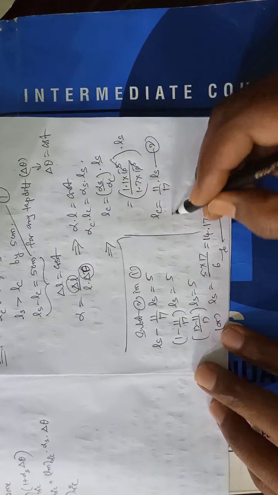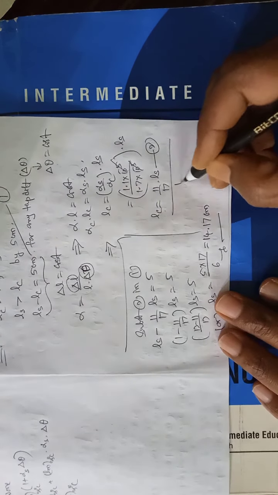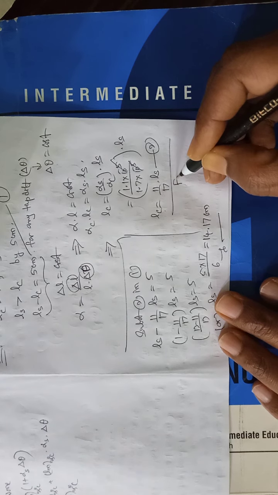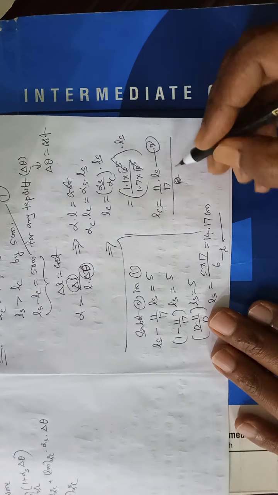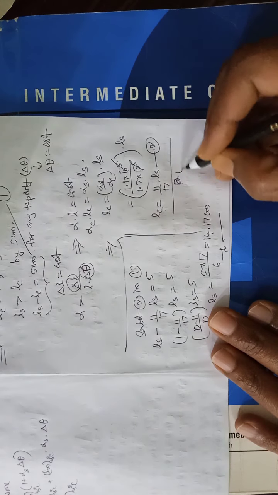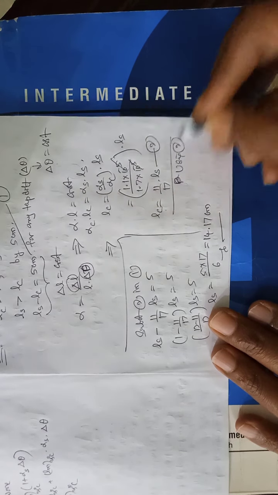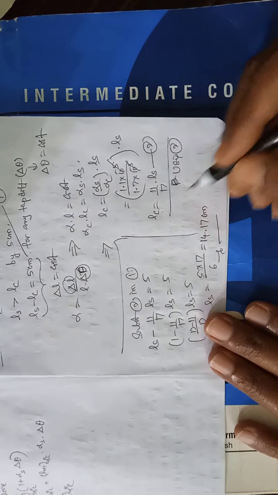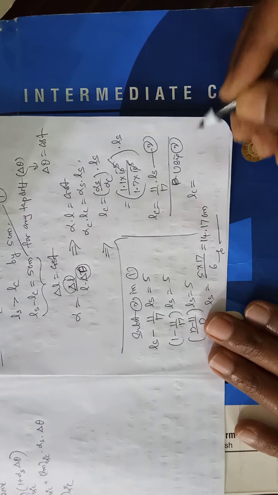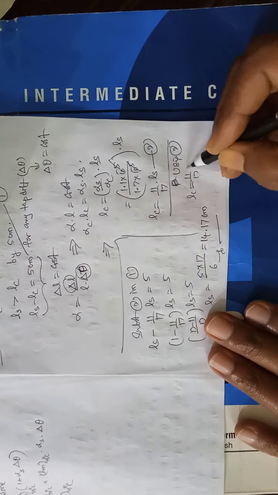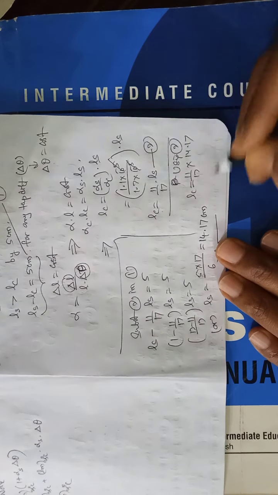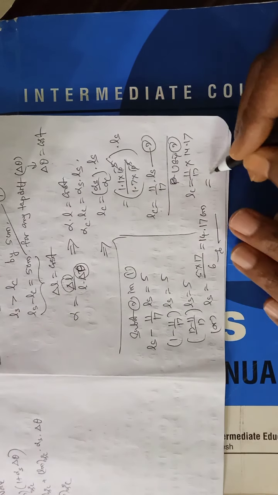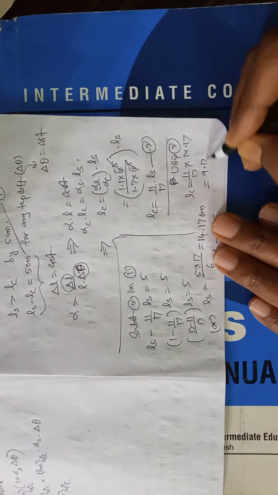Now, from 1, or if we want, you can use the second equation also. Using the second equation, see here LC is equal to 11 by 17 into LS value. We get 9.17 centimeters.